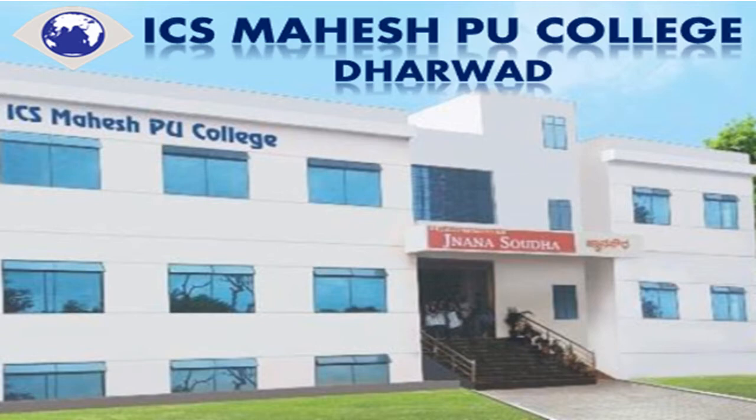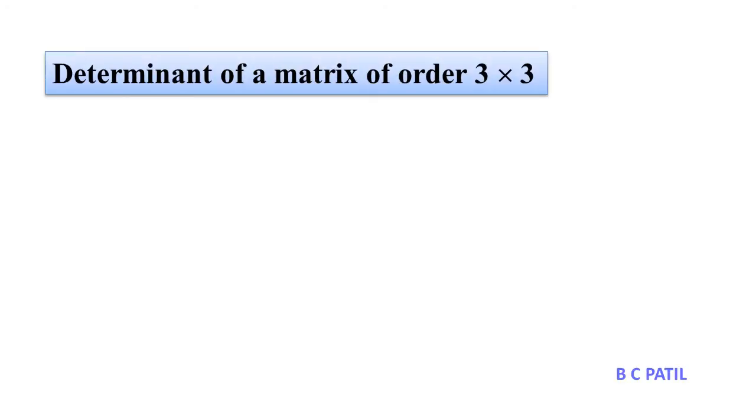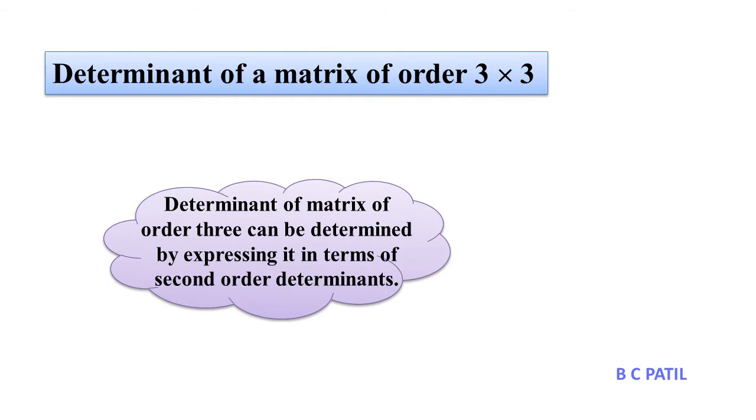In the previous session, we discussed determinants, their definition, and examples based on a 1 by 1 matrix. Let's continue with determinants of a matrix of order 3 by 3.